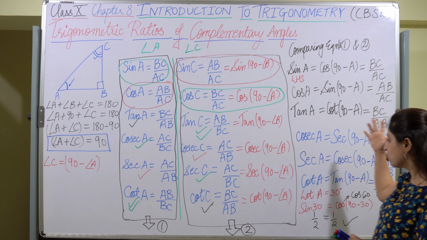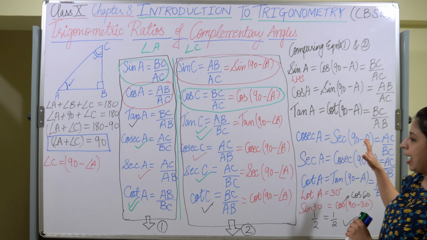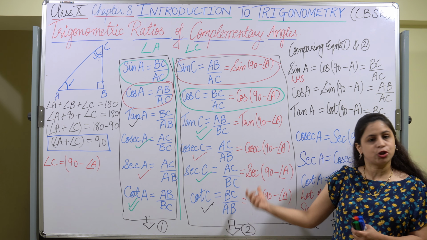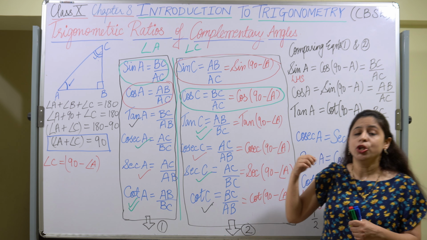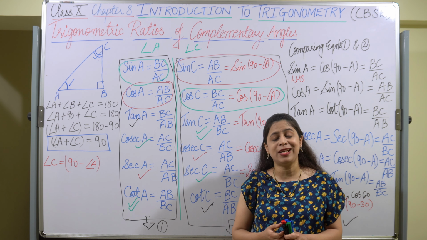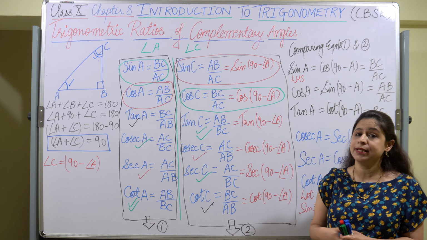So these were the complementary ratios, and these have to be derived in such a manner, and these will be useful in exercise 8.3 of chapter 8 NCERT CBSE.